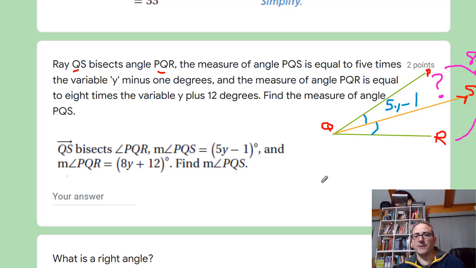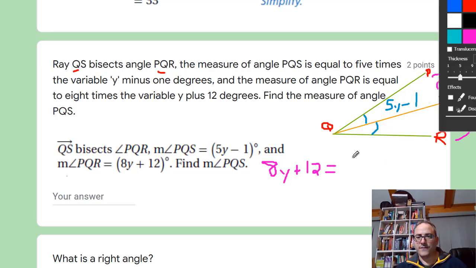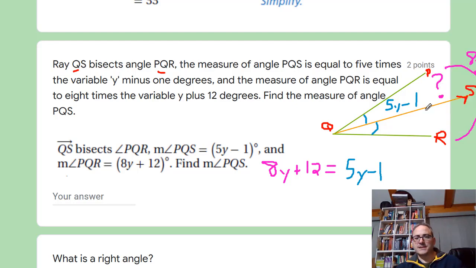Okay, you tried setting an equation up. So here we go. Well, we know. Remember, part plus part equals whole. Part plus part equals whole. So we know that the whole is 8y plus 12, right? There's my 8y plus 12. And I know that's got to equal this part here, 5y minus 1, plus this angle over here. But I don't know this angle over here.